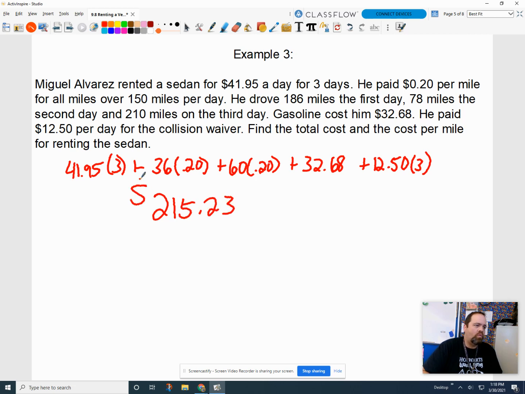$215.23 for the whole 3 days. Find the total cost and the cost per mile. So that's answer number 1. And then divide for per mile. I've got to add up all my miles. 186, 78, and 210. So I'm going to divide by 474. So 215.23 divided by 474. 45 cents a mile.